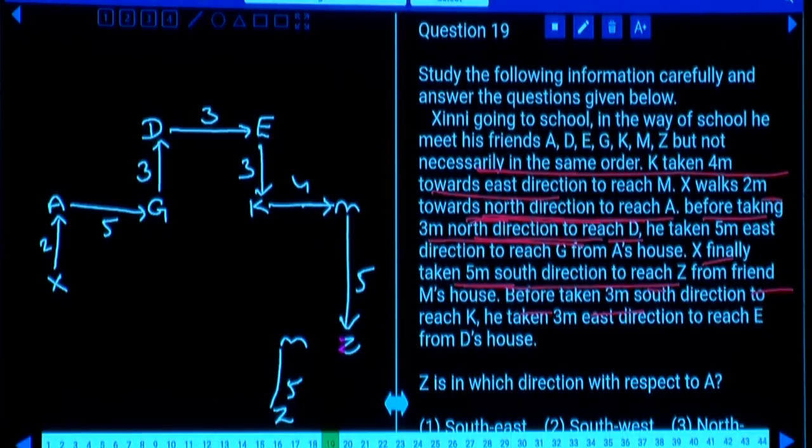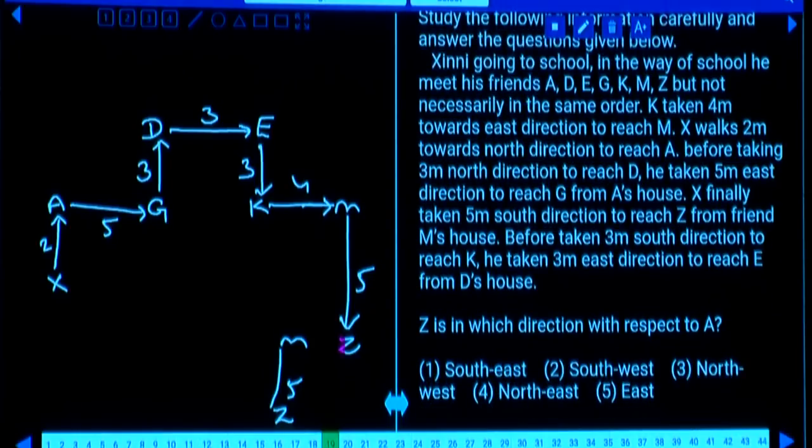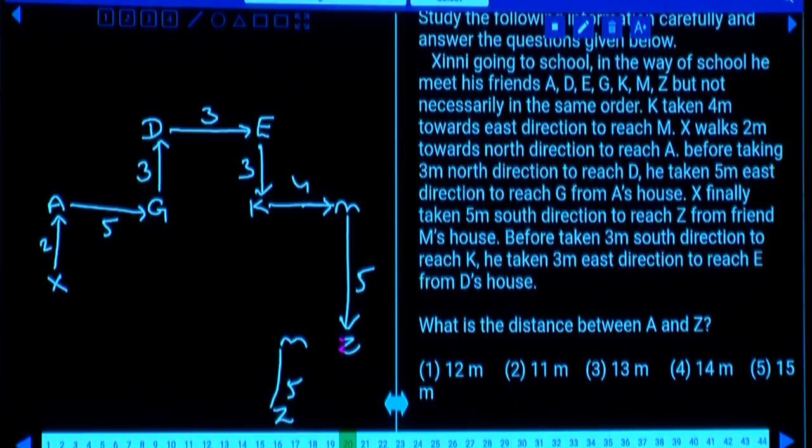Nineteenth one. Z is in which direction with respect to A? From A, south and east, southeast, that is given in choice 1. Then question number 20. What is the distance between A and Z? The horizontal distance 5 plus 3, 8 plus 4, 12. 12 square is 144. And what is the vertical distance here? Vertical distance is only 5. 144 plus 5 square, that is 25. 169 is 13 meter. 13, that is choice 3.